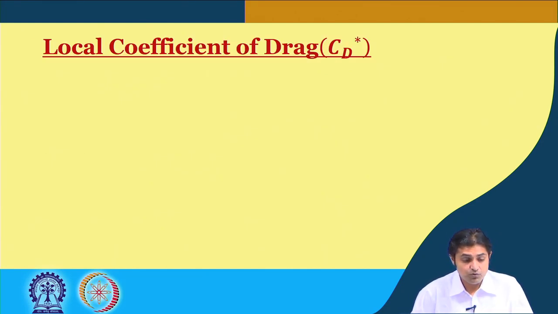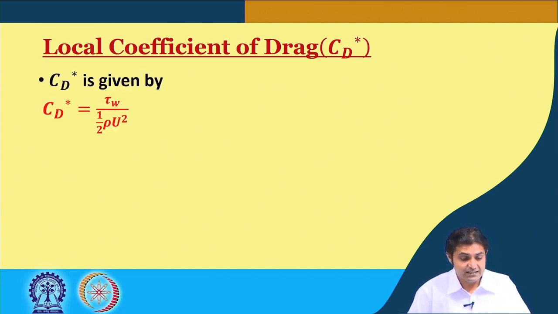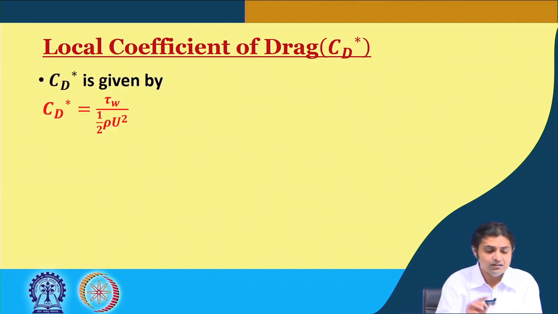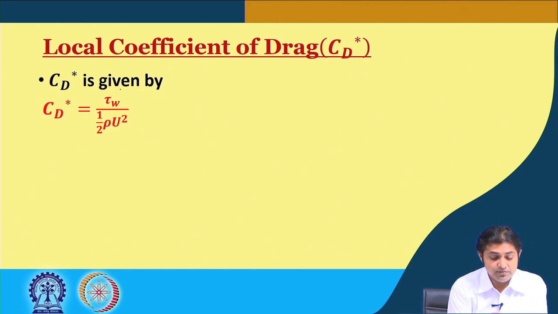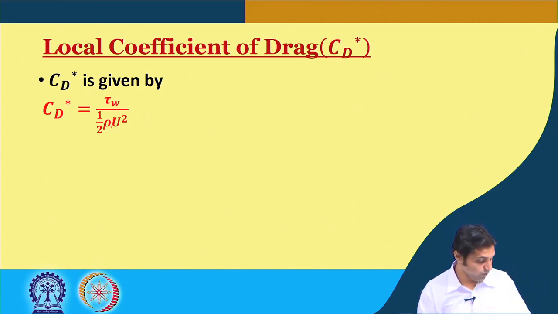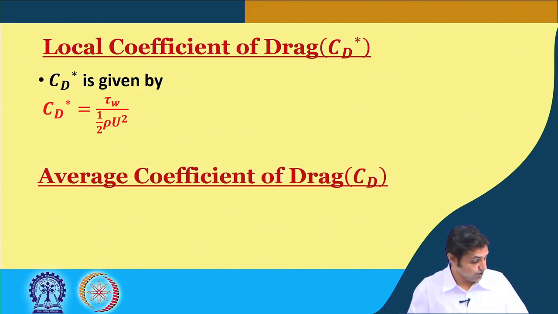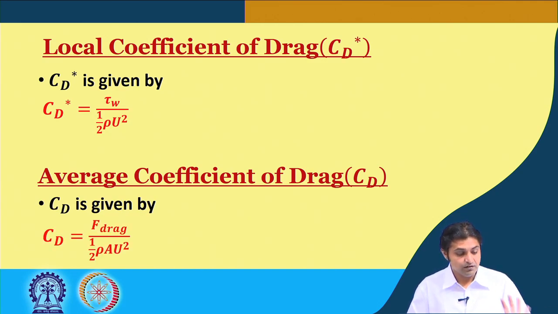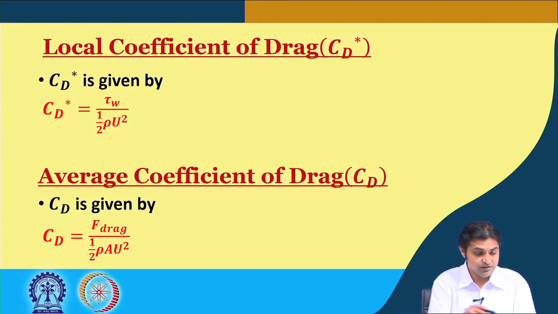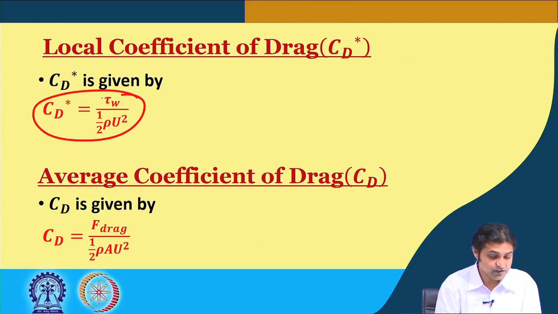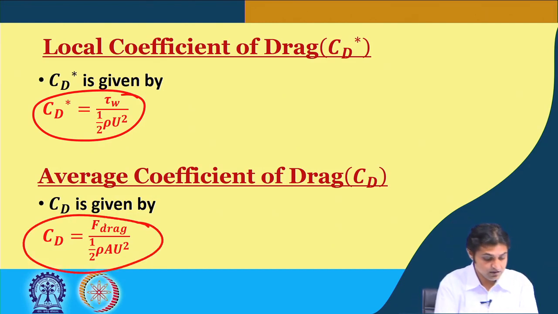There is a term called local coefficient of drag, CD star. So CD star is nothing but the ratio of tau w, the shear stress near the wall, divided by half rho U square. Average coefficient of drag CD is given by the drag force divided by half rho A U square. So, this is the ratio of the shear stresses sort of, and this is the ratio of forces. Okay.